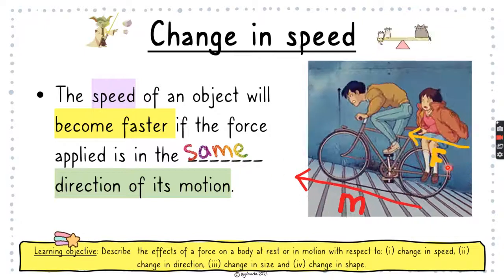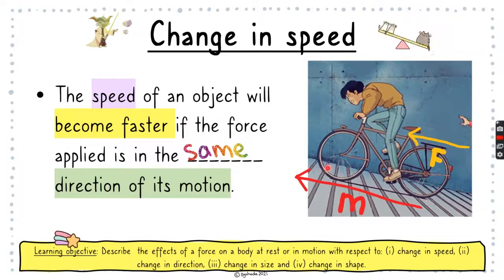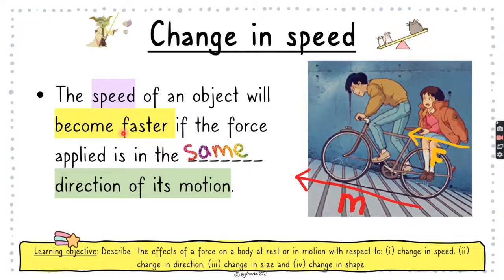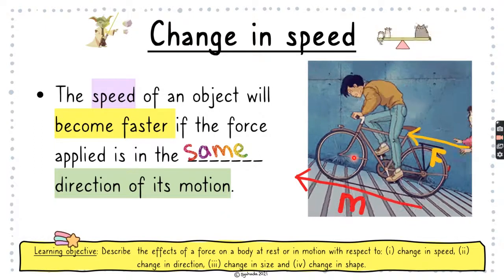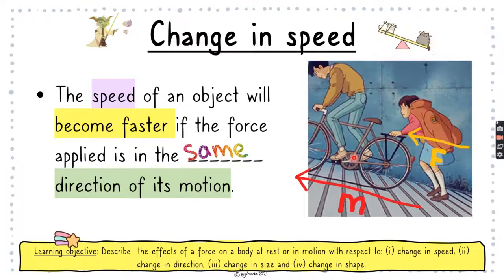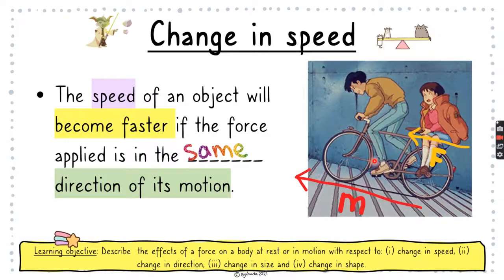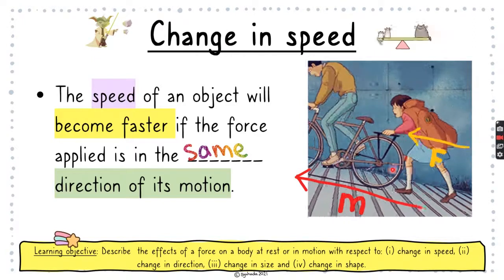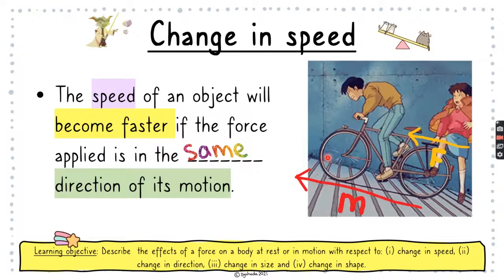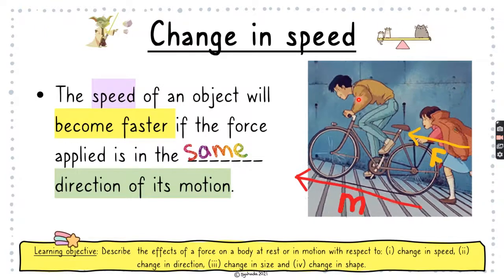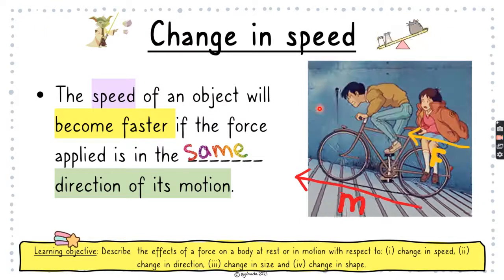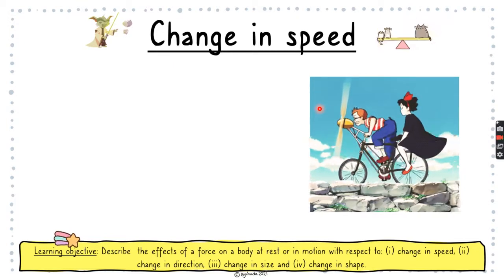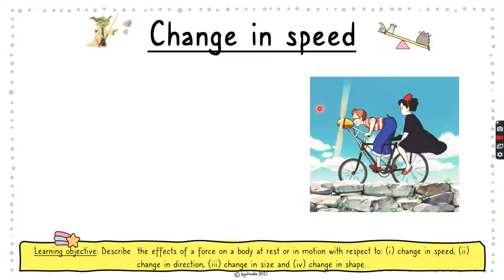So if you apply the force in the same direction as its motion, then the speed of that object becomes faster. Here, the object we're talking about is the bicycle. It did become a bit faster after she helped to push in the same direction as it's moving towards. But I think it would have helped if he actually went down the slope as well. Right. So just now we were talking about change in speed in terms of making it faster.